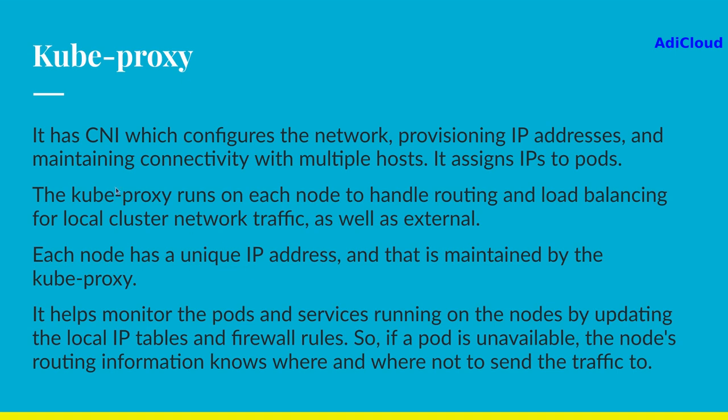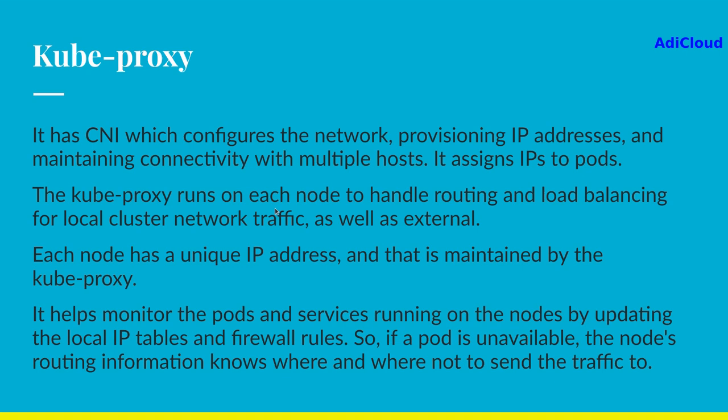Then we have kube-proxy. Kube-proxy has the CNI, the container network interface, which configures the network, provisioning IP addresses and maintaining connectivity to multiple hosts. In simple terms, kube-proxy assigns IPs to pods, not containers. What is a pod? I will discuss this later as well, but a pod is simply a wrapper around your container. Your container will actually run inside a pod. So for now, keep that in mind. It will assign an IP to your pod.